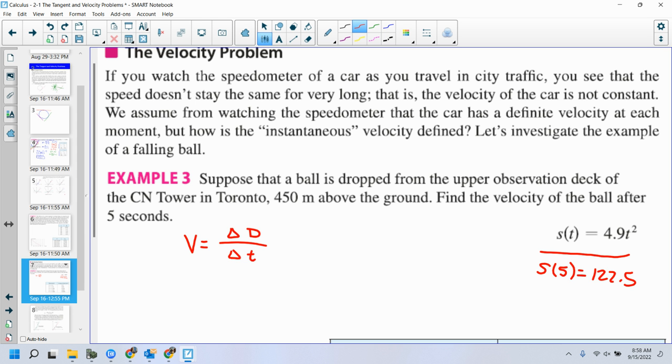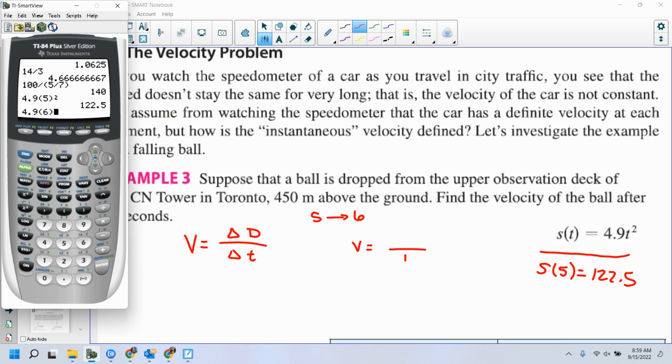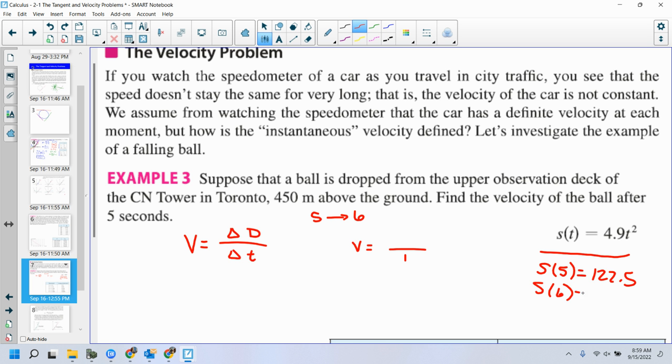All right, so what if I calculated the distance traveled across 1 second, like from second 5 to second 6? Going from 5 to 6, the difference in time is 1, but for the difference in position I have to calculate 4.9 times 6 squared, which is 176.4. So S of 6 is 176.4. Going from 5 to 6, 176.4 minus 122.5 gives you 53.9 meters per second.